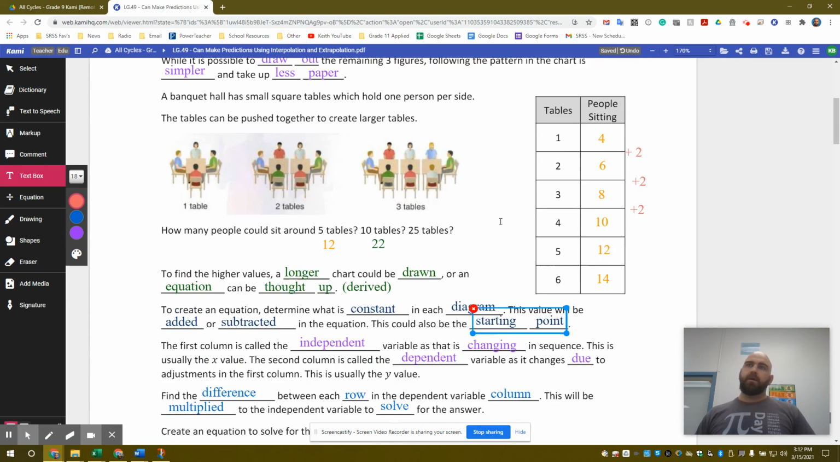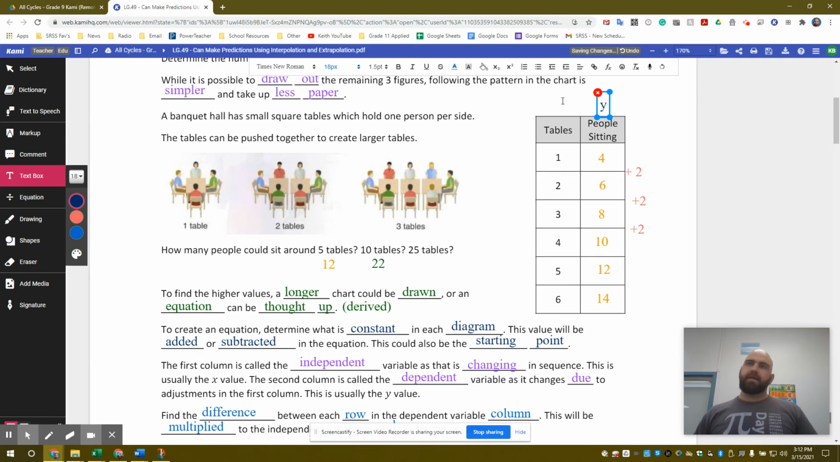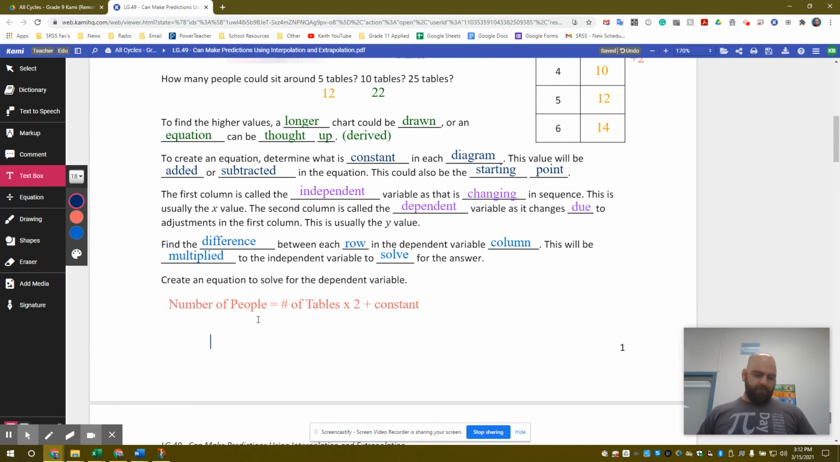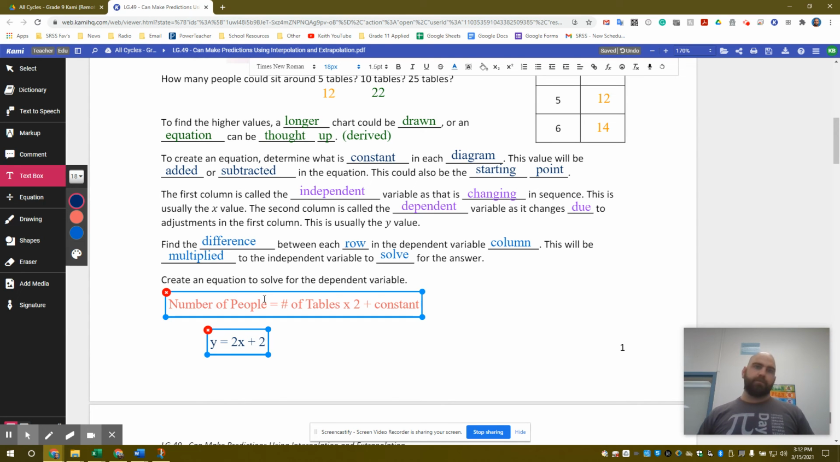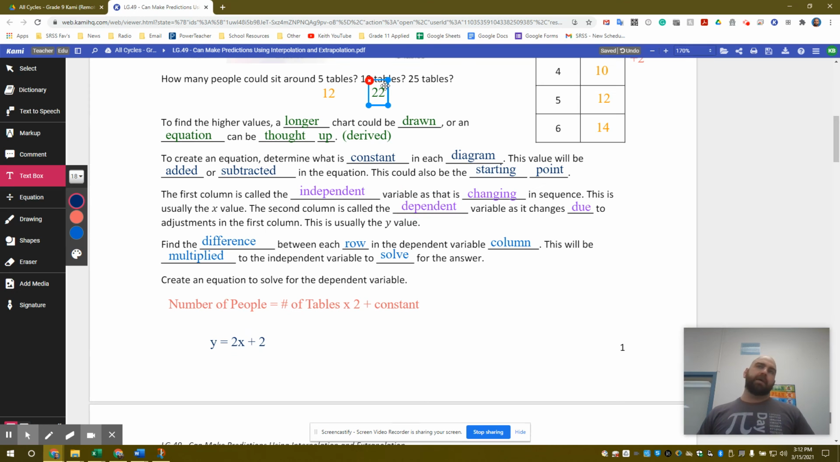So what this could look like, and I'm going to put some variables here in this case. The people sitting, I'm going to call this y, because that's going to be our dependent variable, and the number of tables is going to be x. So the number of people, y, is equal to 2x plus 2. So the number of people is equal to 2 times the number of tables plus 2. So if we do 5 tables, 2 times 5 is 10 plus 2 is 12. That's what we found. If we do 10 tables, 2 times 10 is 20 plus 2 is 22.